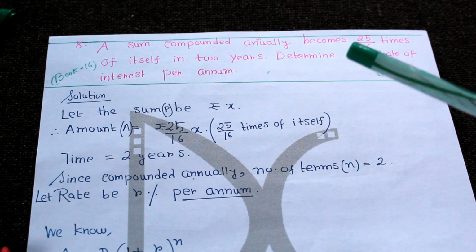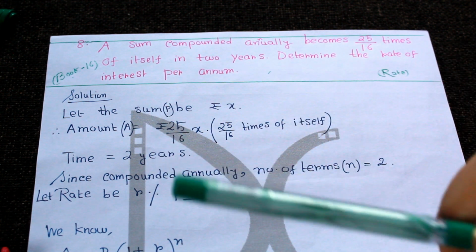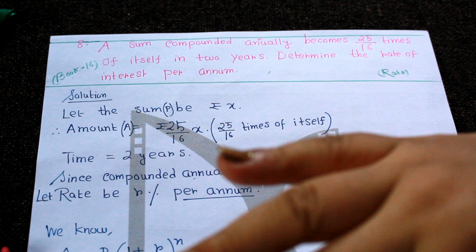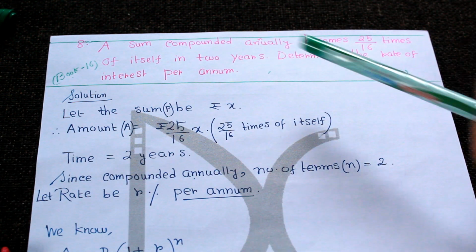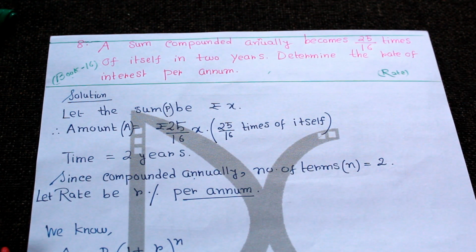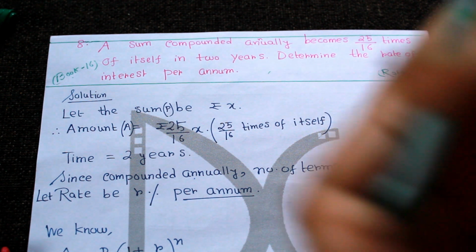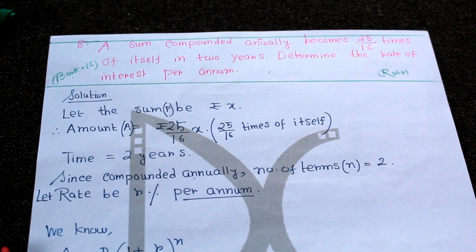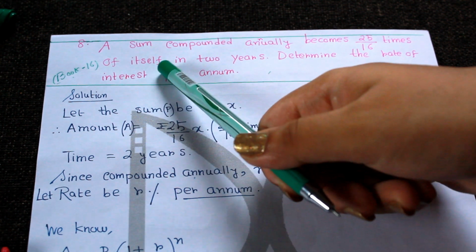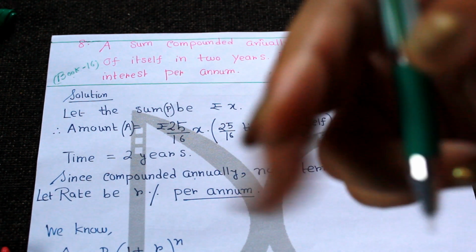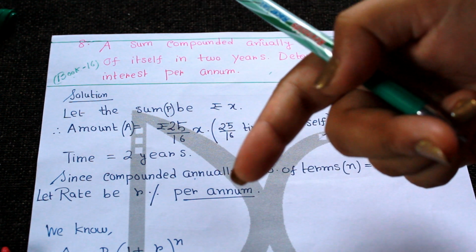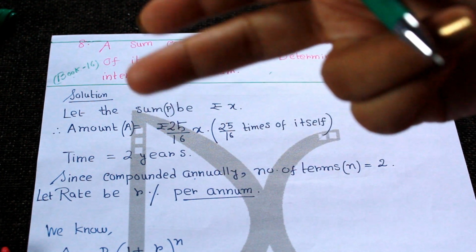See what they have told. Now they have told that this sum, suppose you have taken rupees 100. Okay, you have deposited. That 100 becomes 25 by 16 times of itself. Means you will get 25 by 16 into 100 after 2 years. That they want to mean here. Okay, of itself in 2 years. So the time is 2 years. Since it is compounded annually, so here n also will be 2 only.